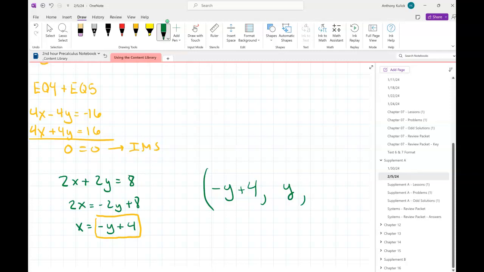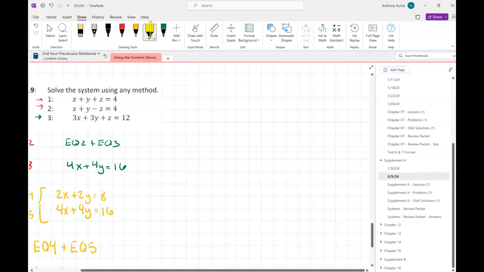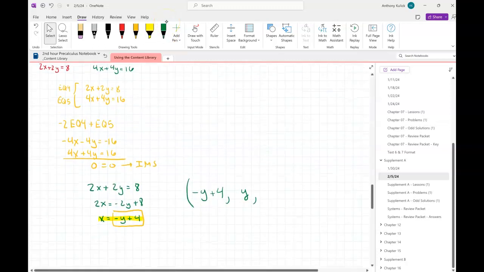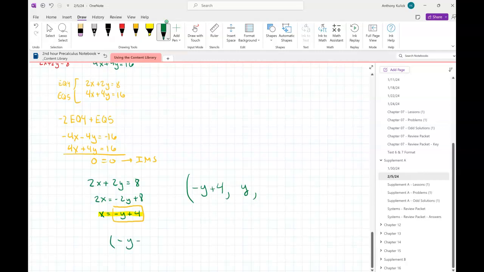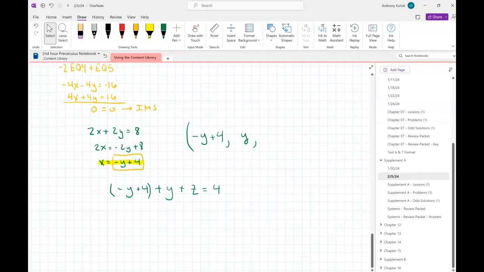To get my z, I'm going to take this and plug it into one of the 3 variable equations at the beginning. It doesn't matter which one. For the sake of argument, I'm going to use the first one, and then get the z by itself. Everybody's okay here?